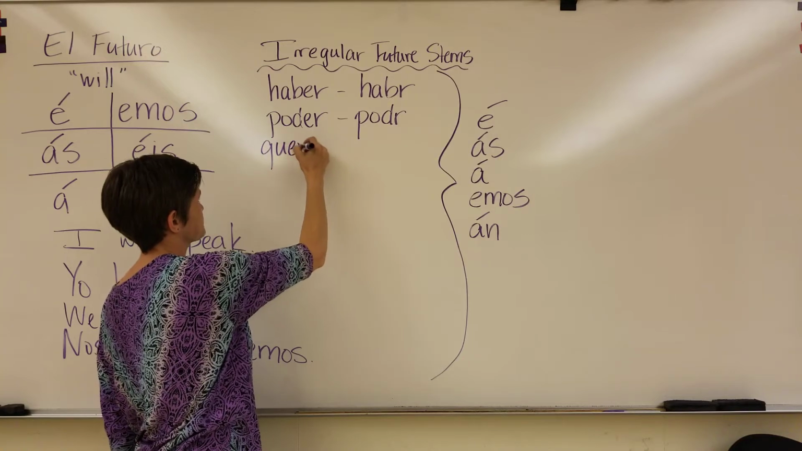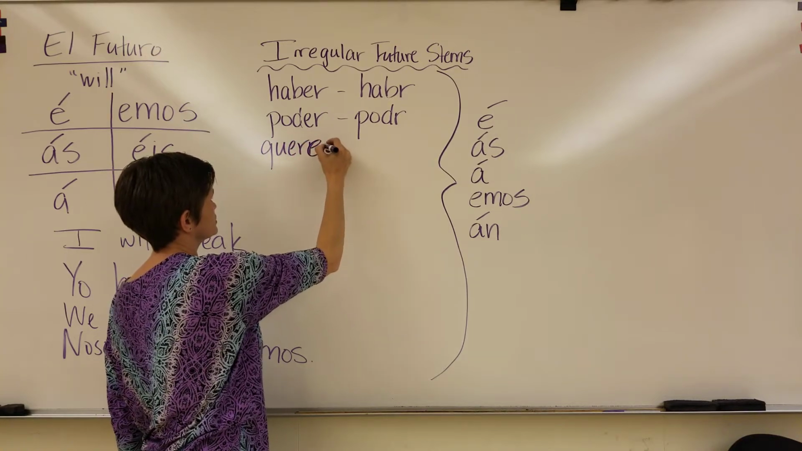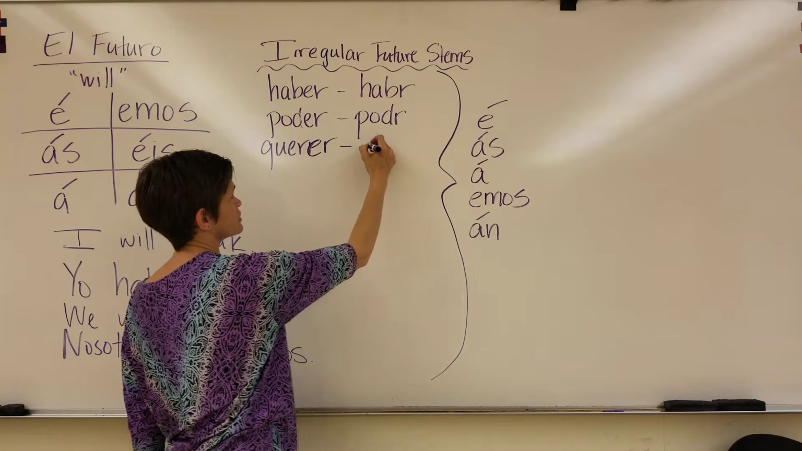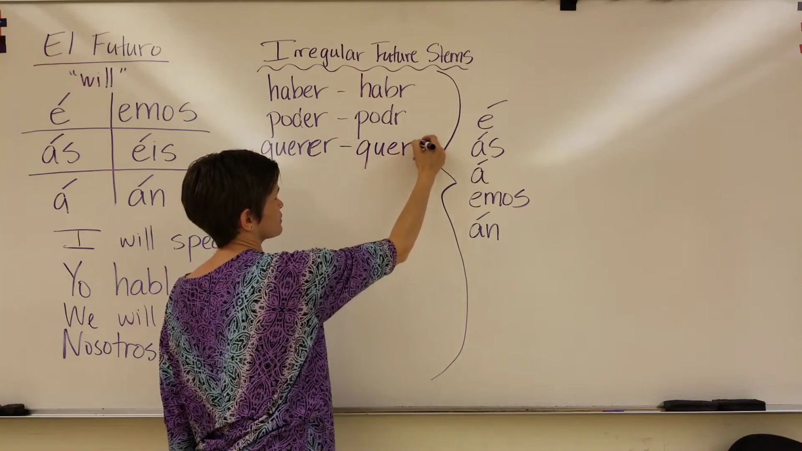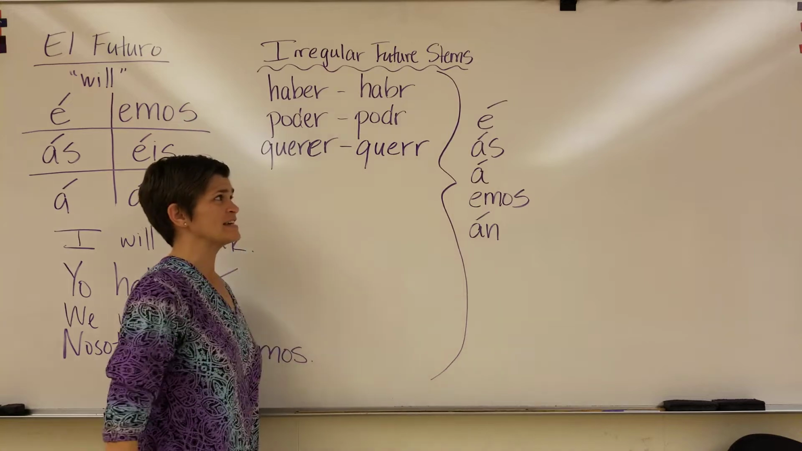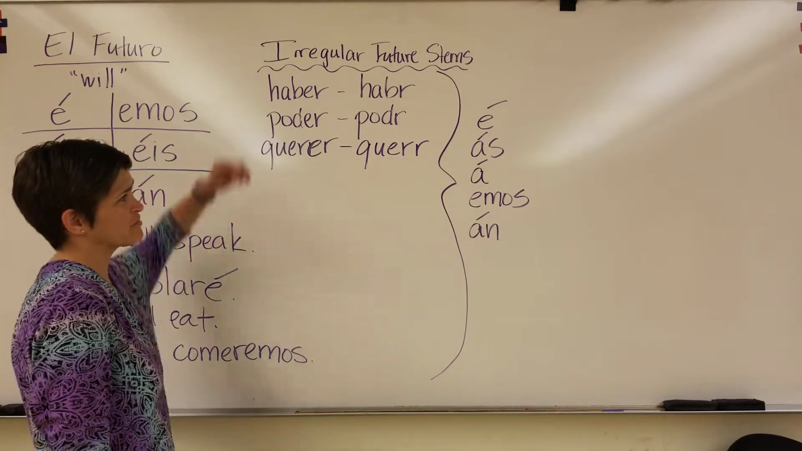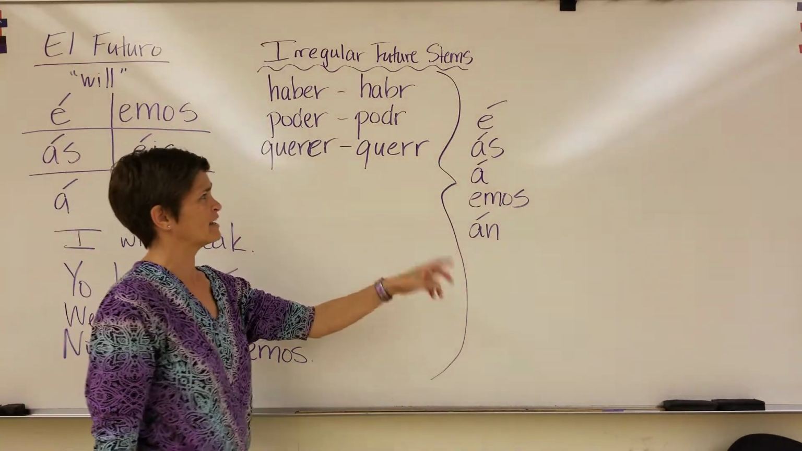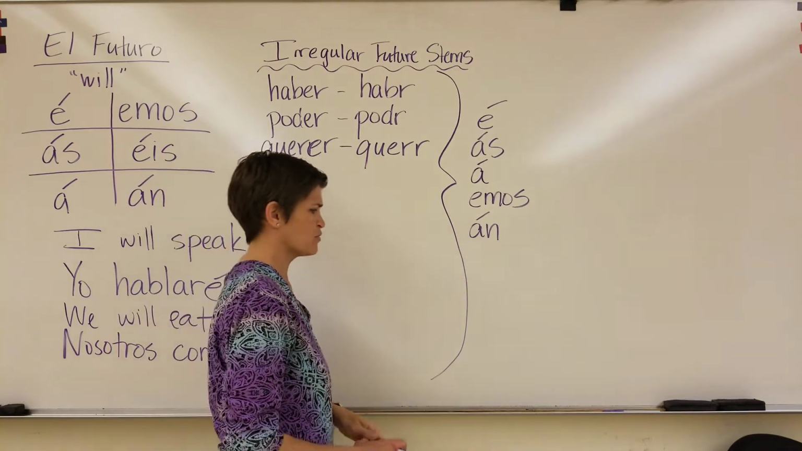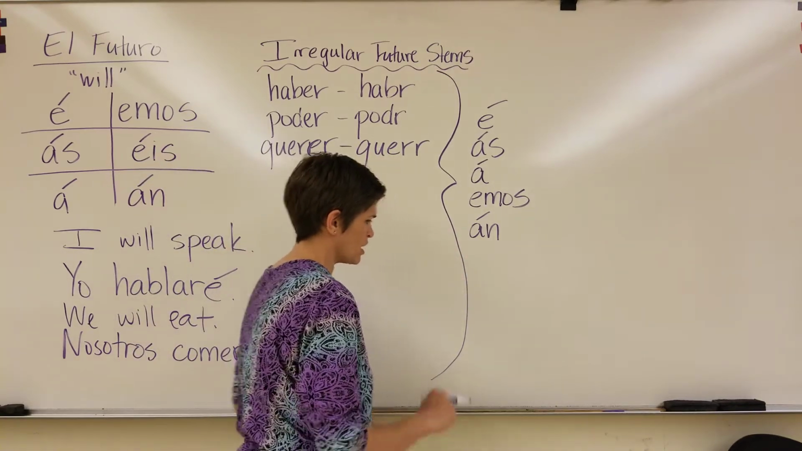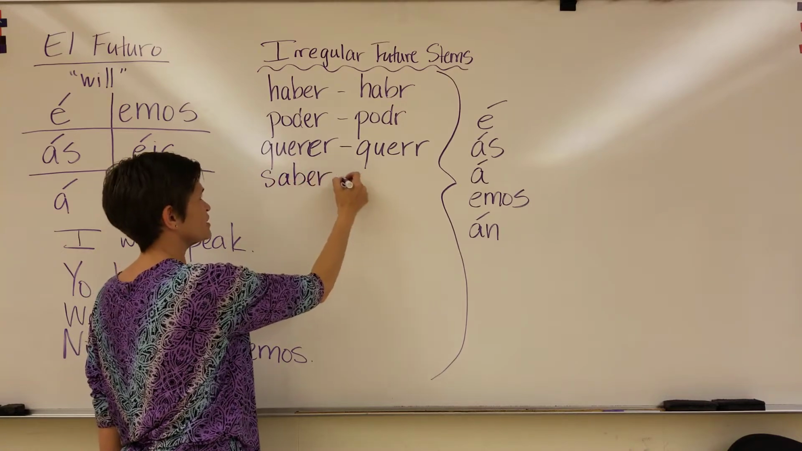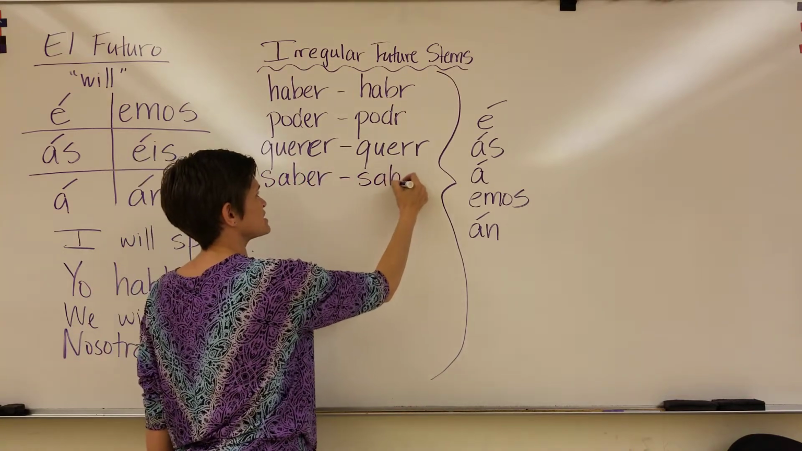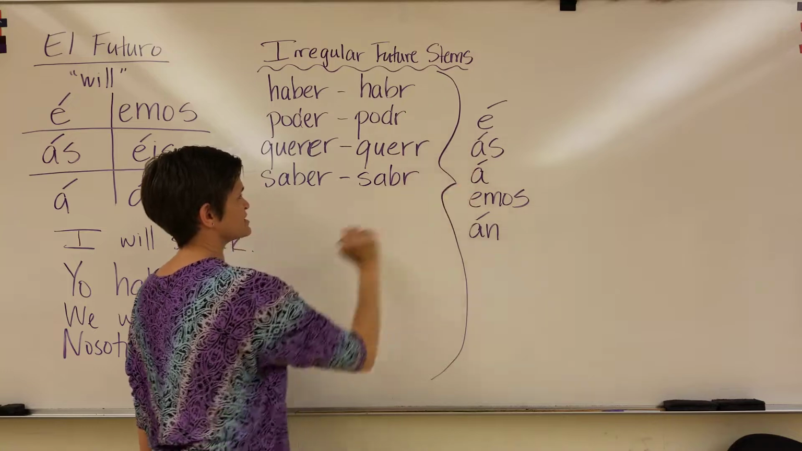Querer. It's going to end up with a double R. Okay, same thing. It lost its E in there. So if they will want that, ellos querrán. And we'll add an extra R in there. Saber loses its E. Sabré, sabrás, sabrá.